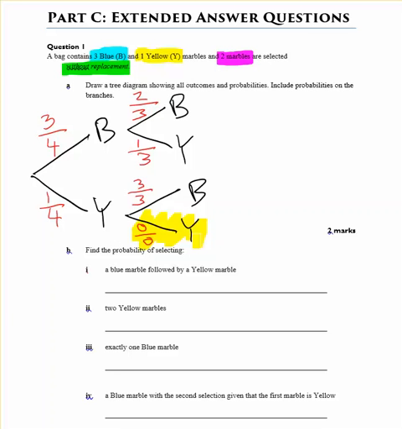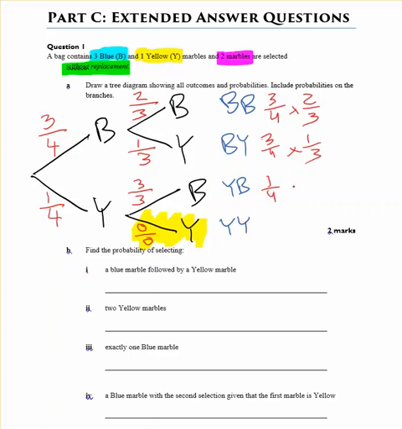All right, so this is the start of our tree diagram. We then need to display all of the outcomes. All right, so blue, blue, blue, yellow, yellow, blue, and yellow, yellow. Now remember, to work these out, we have to times the probabilities by each other. So 3 over 4 times 2 over 3, 3 over 4 times 1 over 3, 1 over 4 times 3 over 3, and 1 over 4 times 0 over 0.